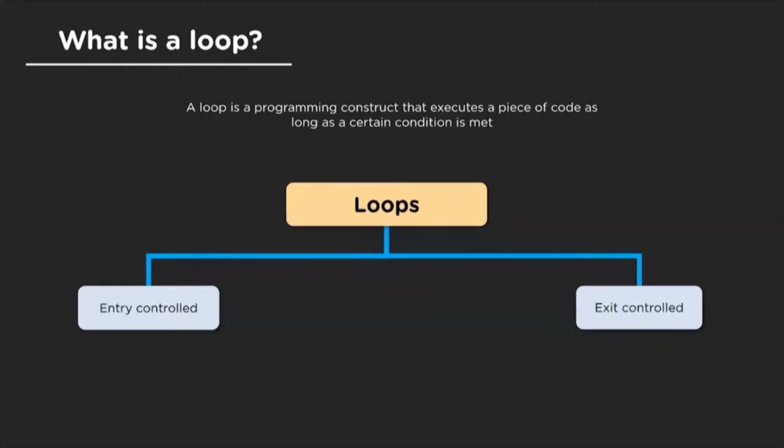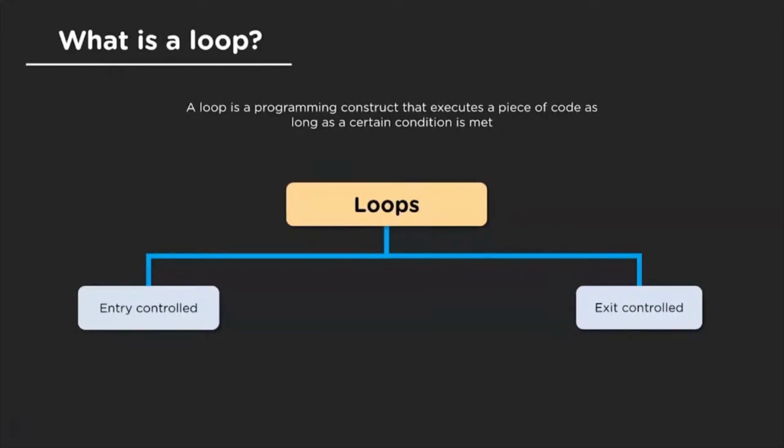Now, these are the loops where the test condition is checked before executing the piece of code. For example, you have the for loop and the while loop. So in their case, before entering the loop, the condition is checked, and only if the condition is met, it enters the loop and executes the code.